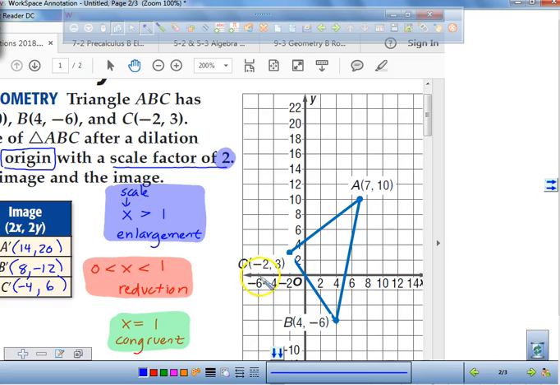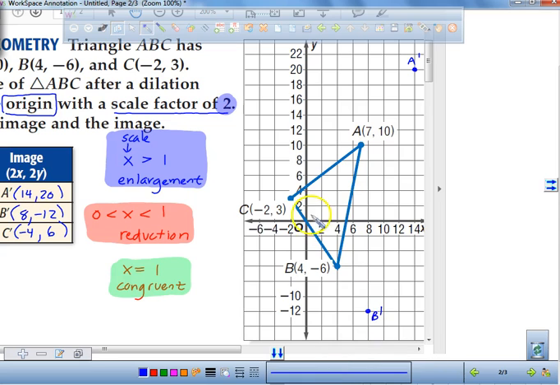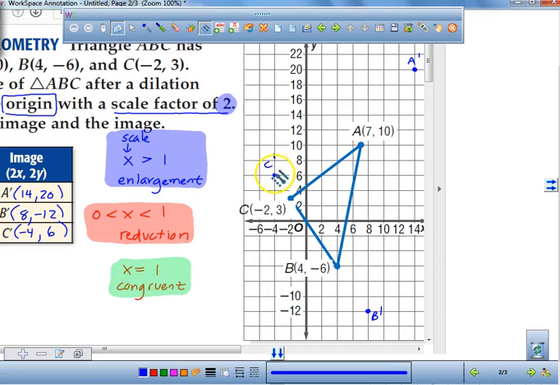We're going to plot a 14 and a 20 right there. We're going to call it A prime. We're going to plot an 8 and a negative 12 right here. We're going to call it B prime. And last but not least, we're going to do negative 4 and a 6. We're going to call it C prime. Now, carefully connect those points with your straight edge.